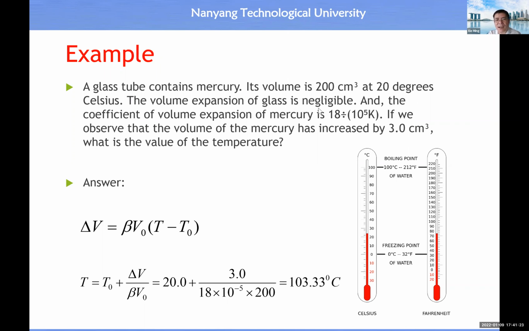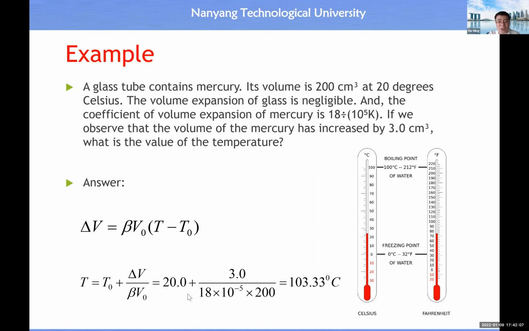The volume expansion of the glass is negligible, and the coefficient of volume expansion of the mercury is this one. If we observe that the volume of the mercury has increased by this amount, then what is the value of the temperature, right? So then, okay, we apply this formula. Volume expansion is proportional to temperature difference, proportional to the initial volume. Then in front of it, we have this volume expansion coefficient, all right? So the temperature increase is what we want to determine. So both sides divide by beta V0, then shift T0 to the left-hand side, then we swap the equality, and we get T equal to T0 plus delta V divided by beta V0.